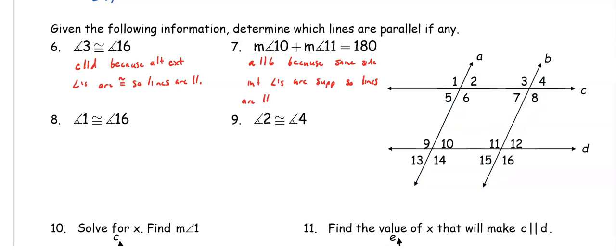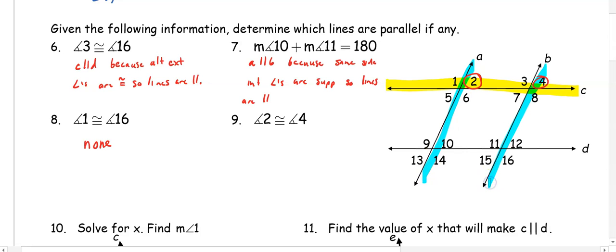In number 8, we have angle 1 and angle 16. Those do not have any shared line, so they have no relationship, so this is going to be none. And our last ones are 2 and 4. 2 and 4 are in the same position in their group of 4. C would be the transversal, which means A and B would be the parallel lines. So here we would say A is parallel to B because corresponding angles are congruent. So lines are parallel.